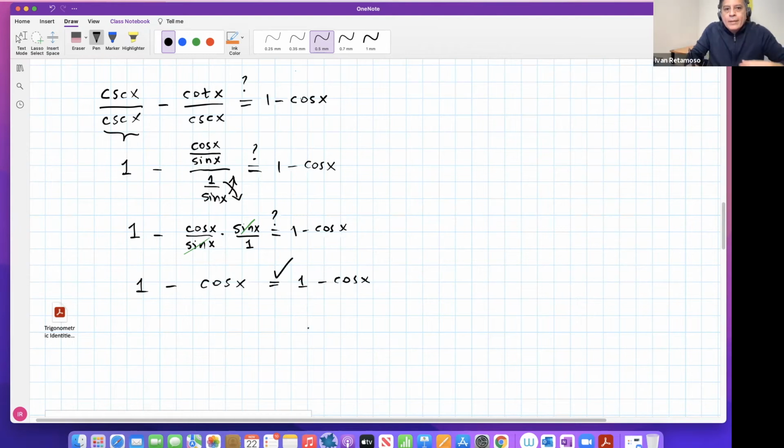Done, right? I want to see all these steps, guys, on your special assignment 3 when they are asking you to verify the identities. So don't forget to write the steps, and then the check there, showing that these are indeed the same.